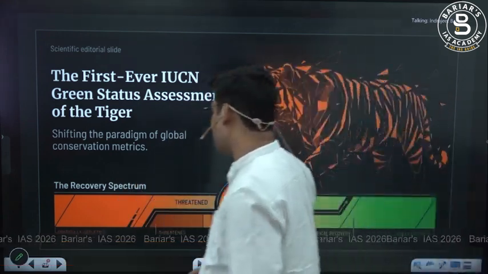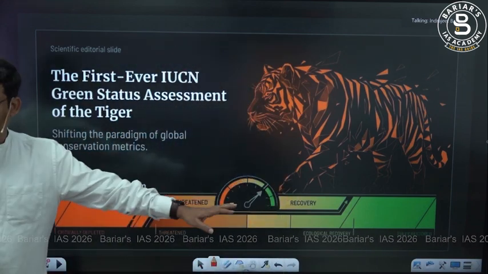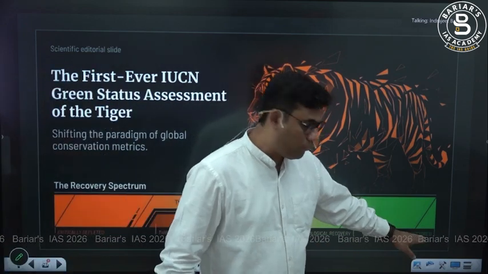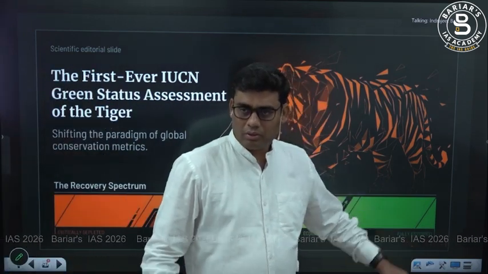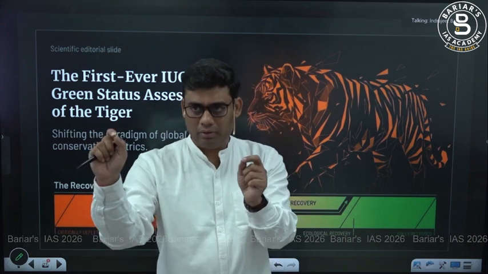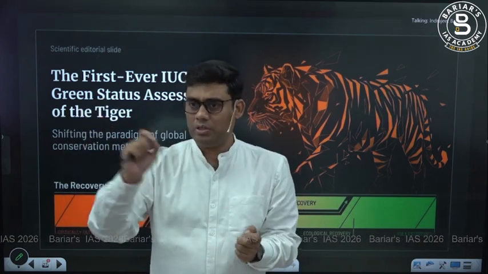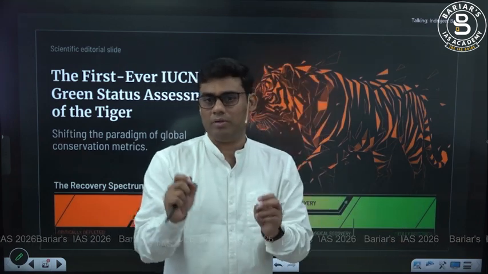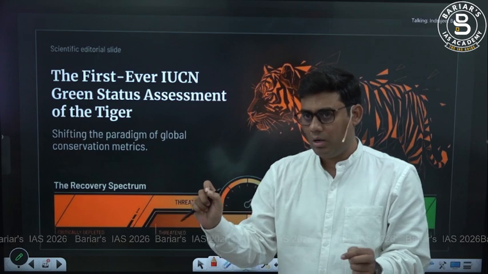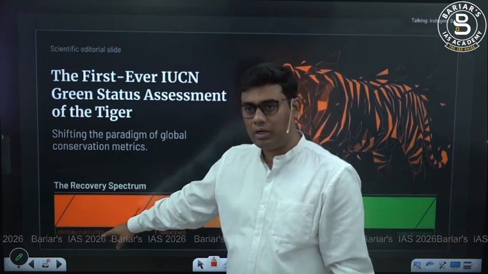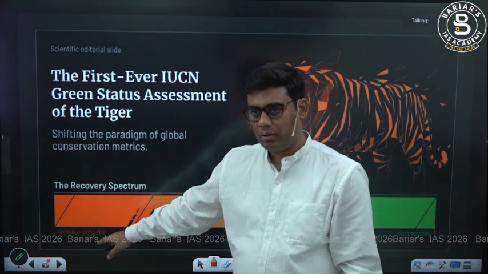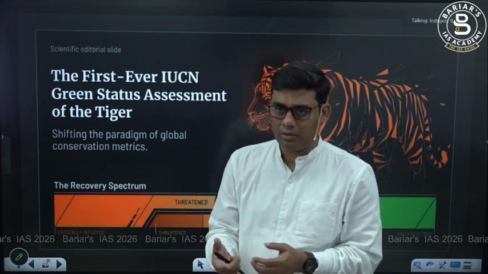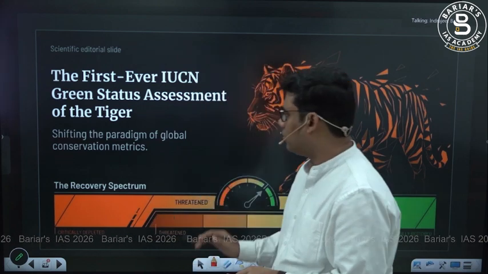And in this case, if you see the whole spectrum, it is all about recovery. On one side of the spectrum is fully restored. This spectrum is from 0 to 100%. If the green status of a species comes out to be 100%, you call it fully restored, meaning the conservation efforts have been absolutely successful. And on the other extreme of this spectrum is critically depleted. So even after the conservation efforts, there has not been much improvement in the status of the species.